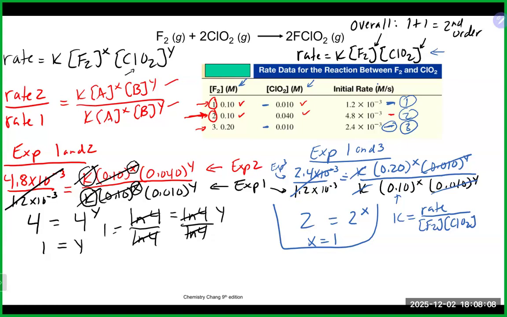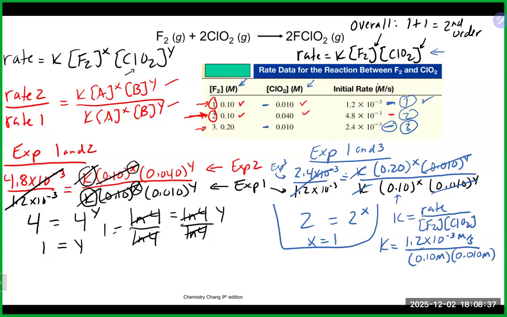So you have to use all of experiment one's information, all of two's information, all of three's information. So I'm just going to take number 1's information and put it back in, and that will give me k is equal to 1.2 times 10 to the minus 3 molar per second divided by the concentration of F2, which was 0.1 molar, times the concentration of ClO2, which was 0.01 molar in this case.